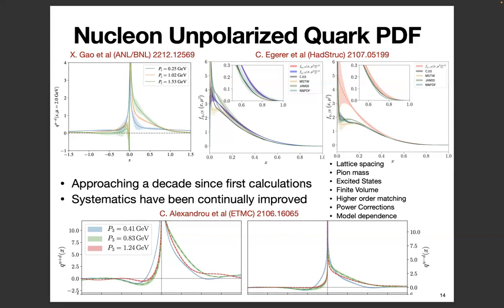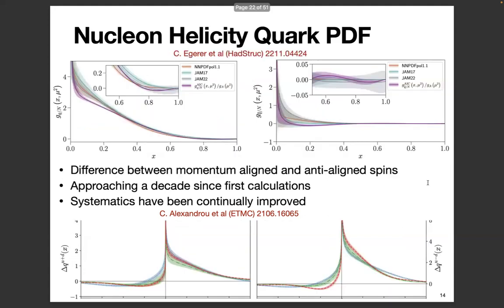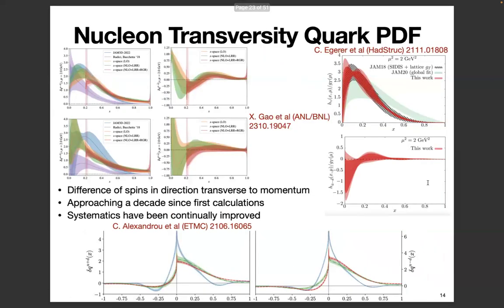So where was I? I was just going to flash these results. Here is the helicity distribution, polarized. So you imagine the quarks that are in the direction of motion minus the ones against the direction of motion. This is also working quite well. People have done the transversity, so perpendicular direction of motion minus the other perpendicular direction of motion. We have many calculations going on here, and this is one where we really start to see that the lattice data is becoming quite competitive with the phenomenological extractions.